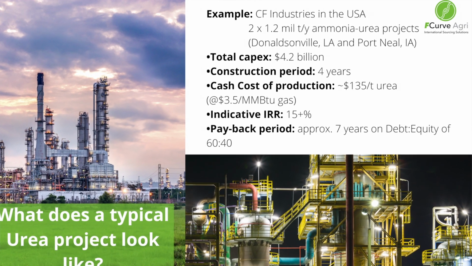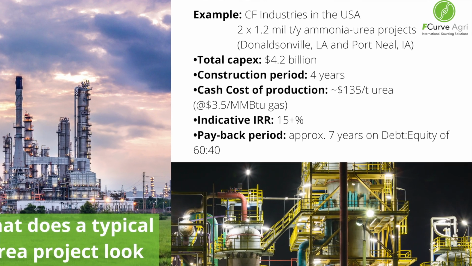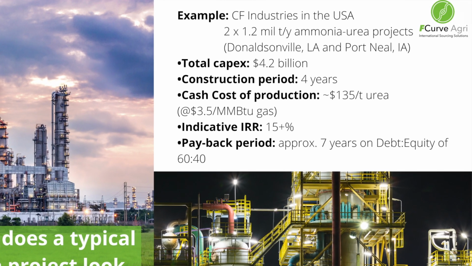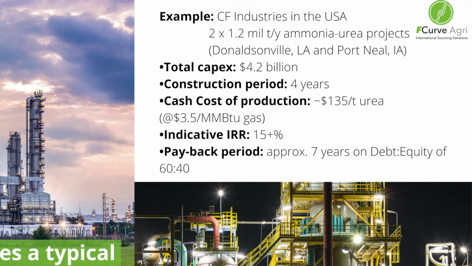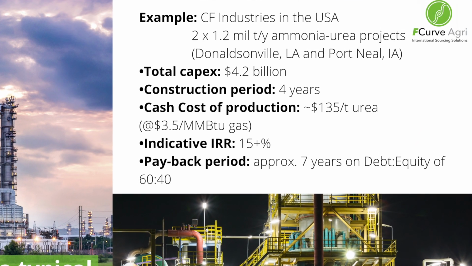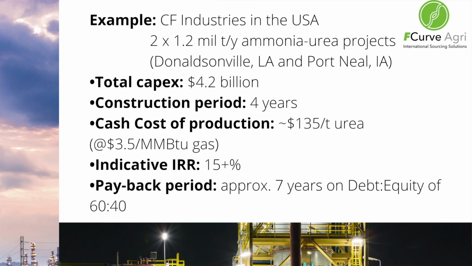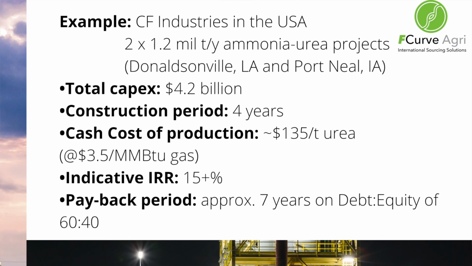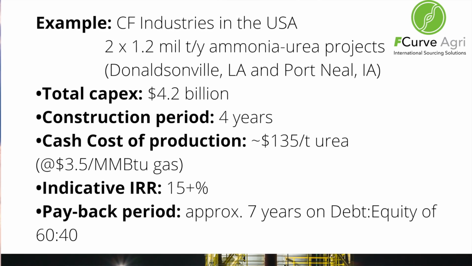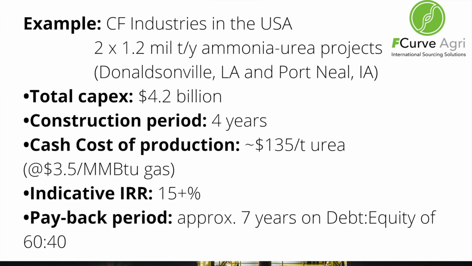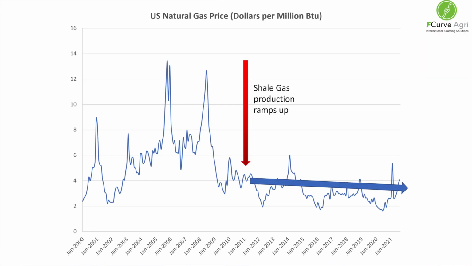A world-scale ammonia urea project these days produces around 1.2 to 1.5 million tons of urea. That's really the economic scale for urea production. The capital cost of such a project is around $2.5 billion, and construction takes 3 to 4 years. The rationale for these particular projects was the emergence of shale gas in the USA, which resulted in natural gas prices dropping quite substantially, and therefore the production cost economics were favorable for new capacity.